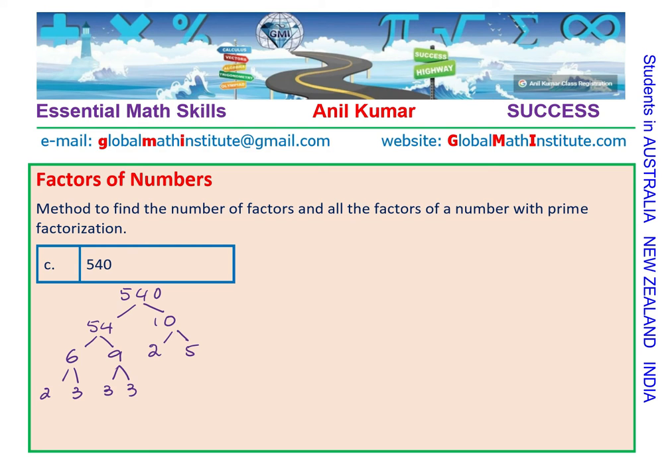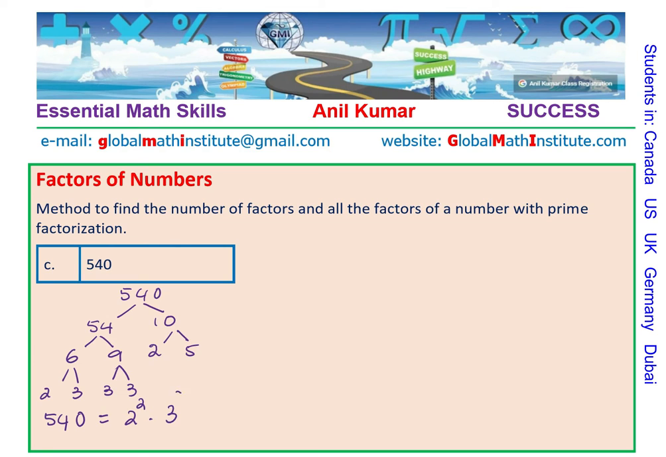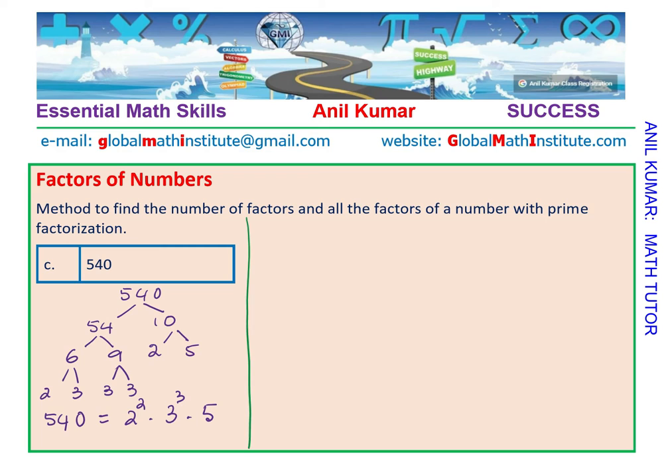So that means I can now write 540 as equal to, how many 2s do we have? We have 2 2s, right? How many 3s? 3 3s, correct? And there's one 5. Do you see that? So we get 540 as 2 square times 3 cube times 5. So that is our prime factorization. Now the second question, which is how many factors do you expect?